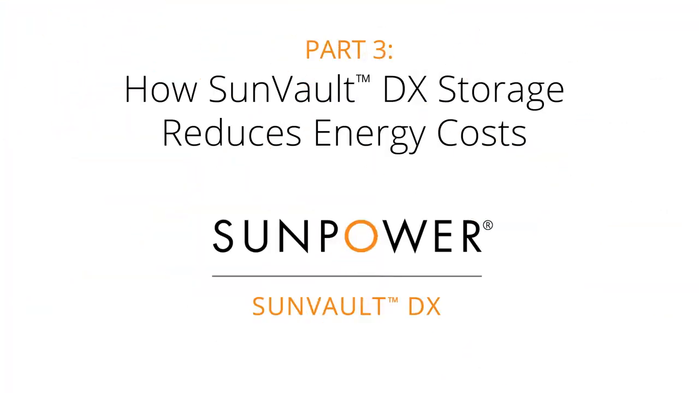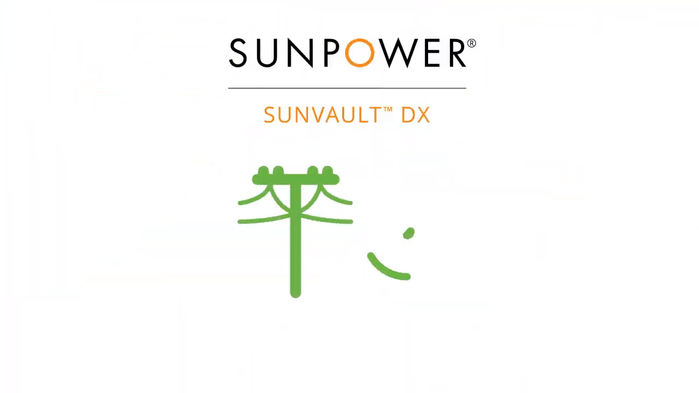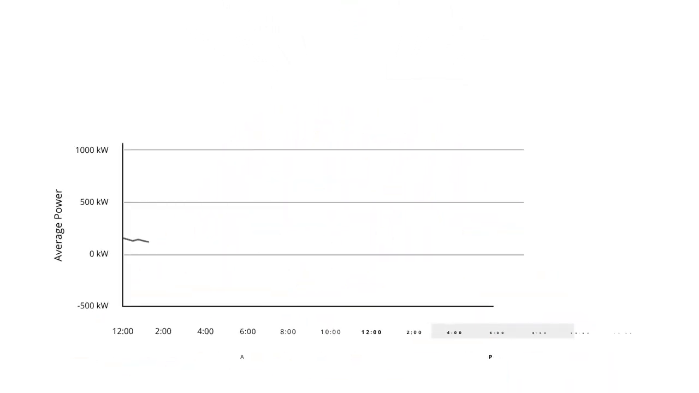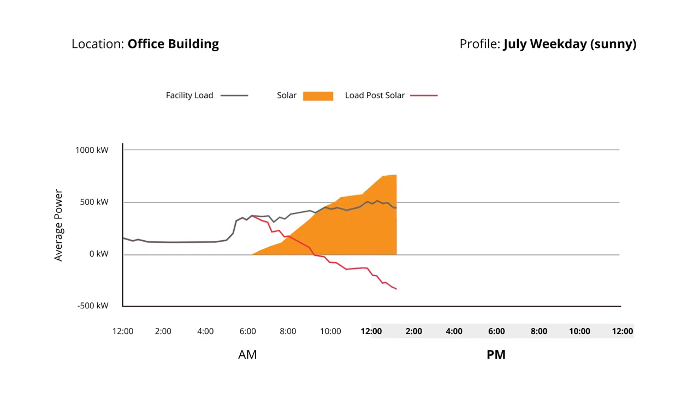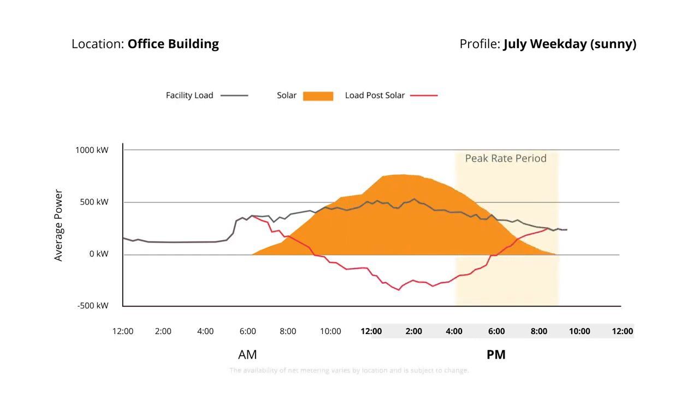Another way customers can save money with SunVault DX storage is by shifting when they buy energy from the grid over the course of a day. Let's see how that happens by re-examining the load graph we used for demand charge savings. Instead of focusing on demand, however, we're looking at the amount of energy pulled or imported from the grid, as well as the energy sent back or exported to the grid via net metering over the course of this typical July weekday after solar has been installed.